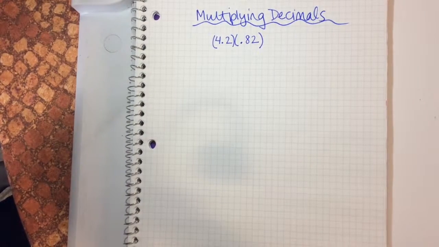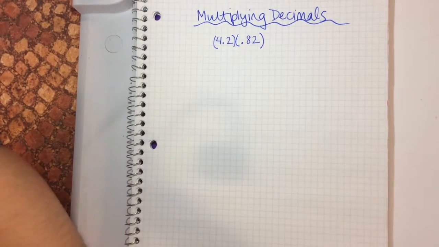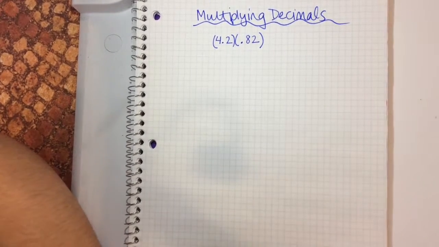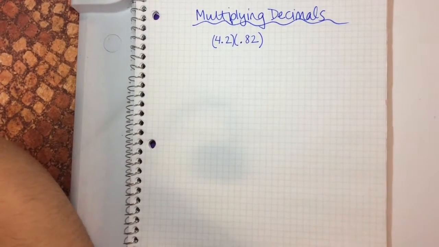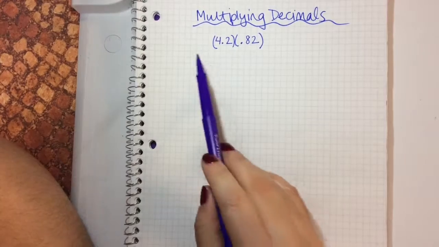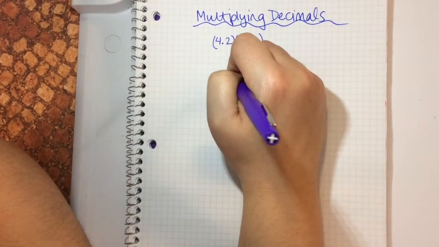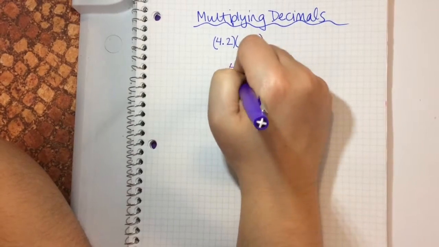Hey guys, so let's take a look at how we multiply decimals together. So here I've got the problem 4.2 times 0.82. And when I multiply this, to start off with, I'm just going to multiply the numbers together and kind of ignore where the decimals are to start out with.